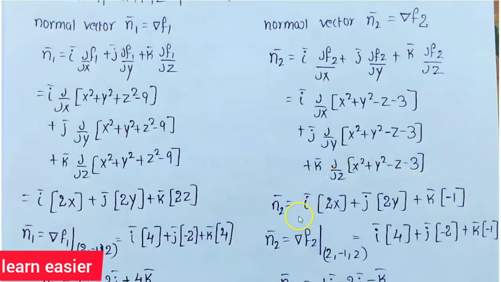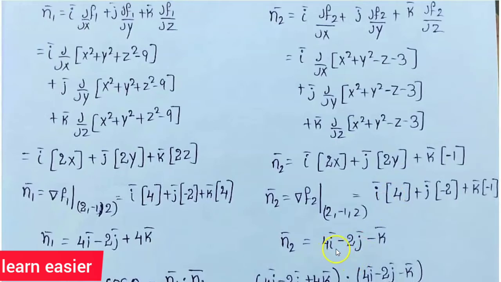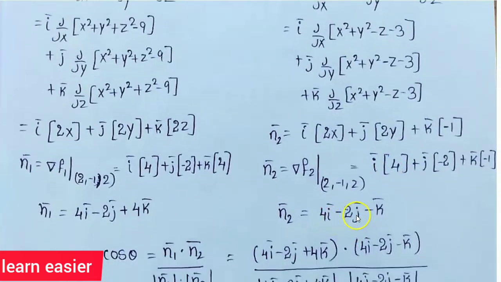So we have found that n2 bar is equal to i bar into 2x plus j bar into 2y plus k bar into minus 1. Now we have to substitute (2, minus 1, 2) in this equation. We get x as 2, so 2 into 2 is 4, y is minus 1, so we get minus 2, and here is minus 1. So finally we get n2 bar equal to 4i bar minus 2j bar minus k bar.